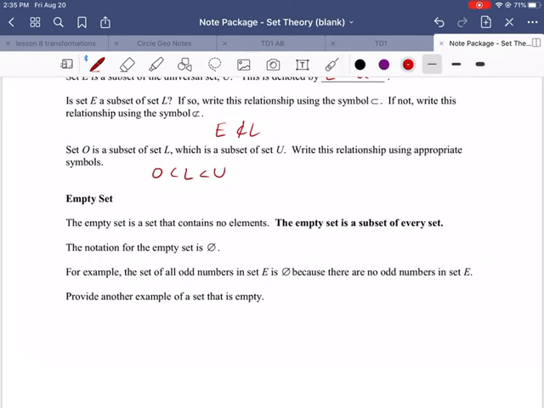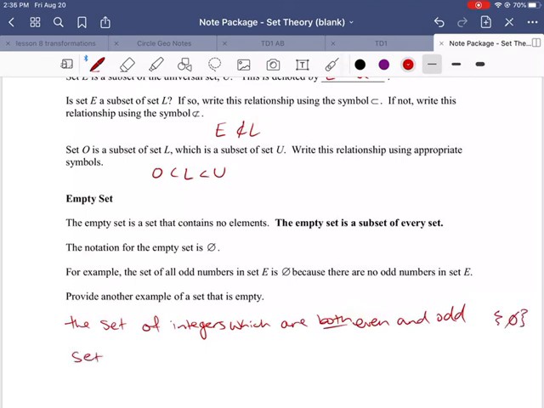An empty set is a set that contains no elements. The empty set is a subset of every set. The notation for this is O with a slash through it. For example, the set of all odd numbers in set E is the empty set because there are no odd numbers in set E. Provide another example of a set that's empty. A set of integers which are both even and odd. Are there any numbers that are both even and odd at the same time? No. So it's an empty set.